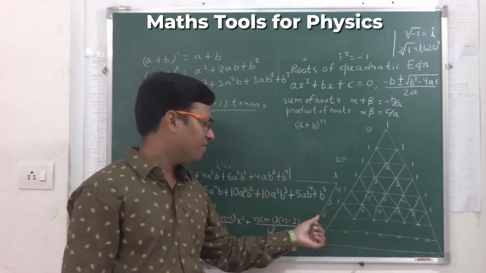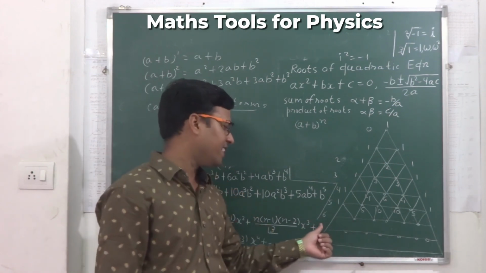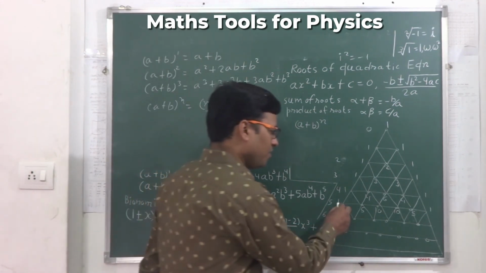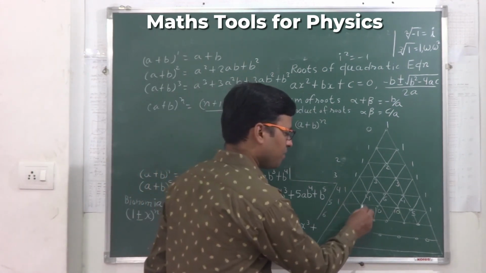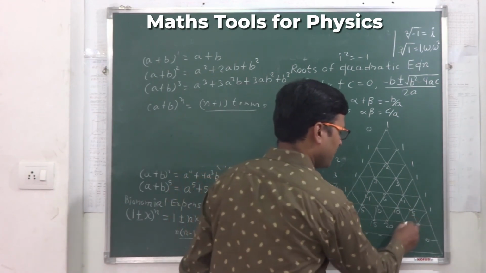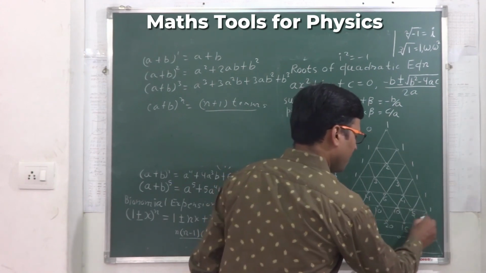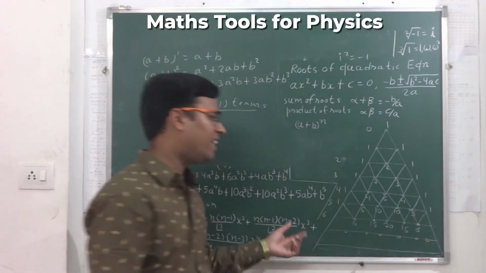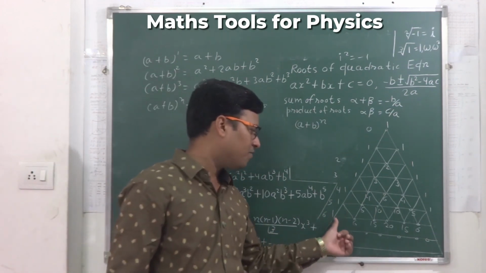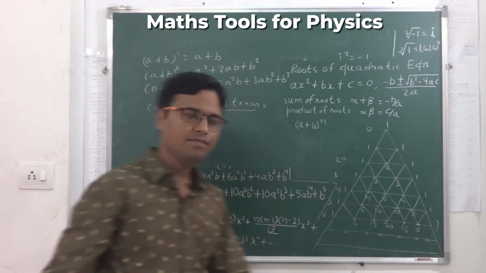Again, you can get the values of the multiplication factors in the expansion of (a+b)^6. Now 1 plus 5, that is 6, 5 plus 10 is equal to 15, 10 plus 10 is equal to 20, 10 plus 5 is equal to 15, again 5 plus 1 is equal to 6. There are some repetitions of these multiplication factors also, like 1, 6, 15, 20, 15, 6 and 1.